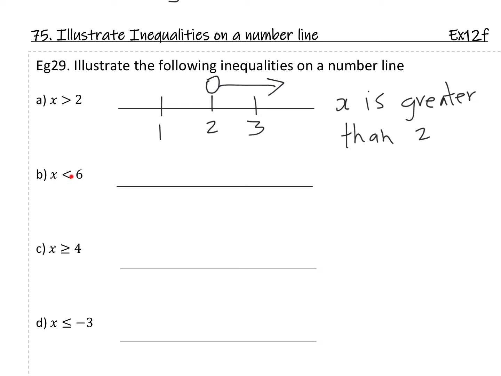Part B, x is less than 6. So the key point is 6. We can do a number above and below. And what can we say about x? It has to be less than 6.